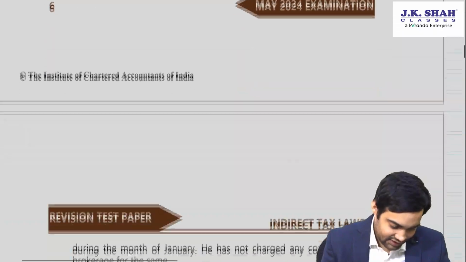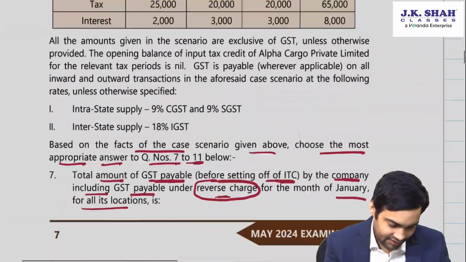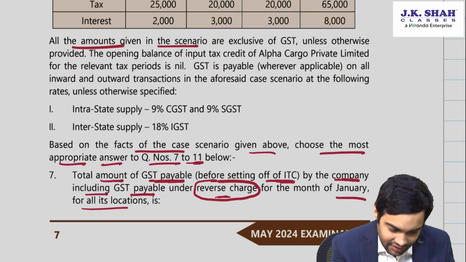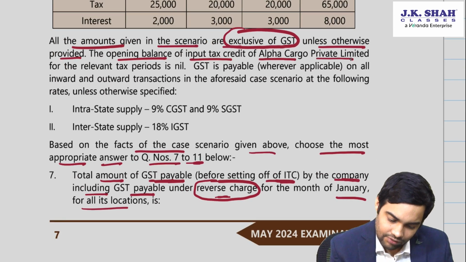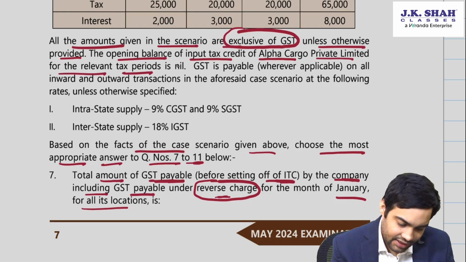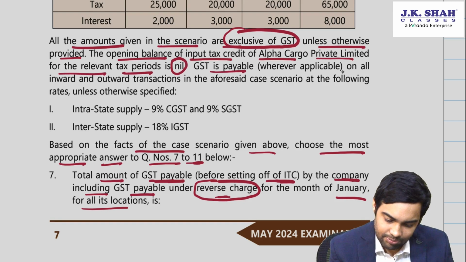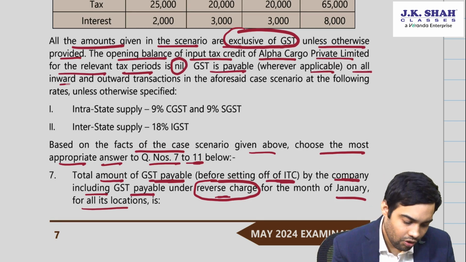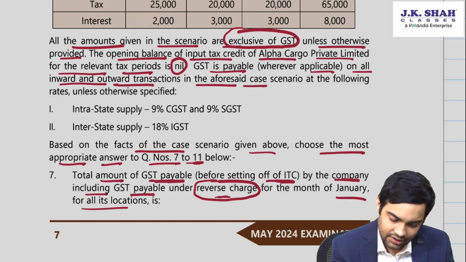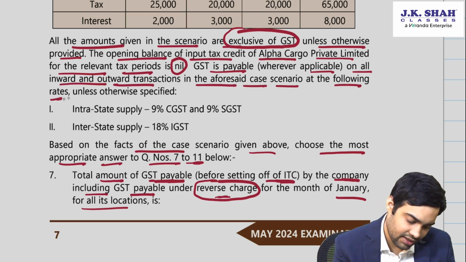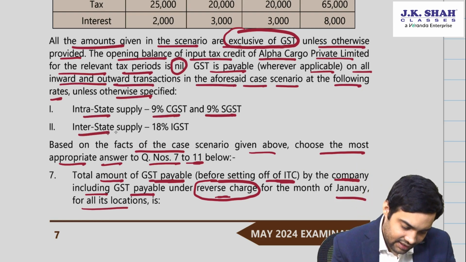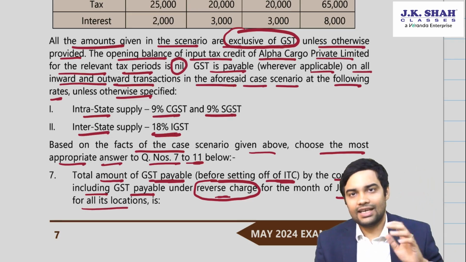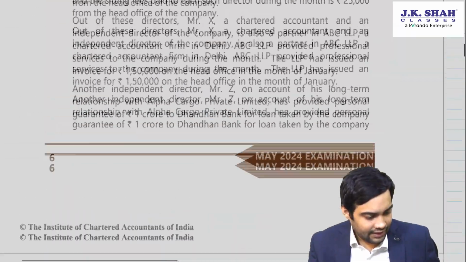Okay, let's first read the rates that will help us at any given point of time. All amounts given in the scenario are exclusive of GST unless otherwise provided. Opening balance of input tax credit of Alpha Cargo Private Limited for the relevant tax periods is nil. GST is payable wherever applicable on all inward and outward supply in the aforesaid case scenario at the following rates unless otherwise specified. Intrastate supply 9%, interstate supply 18%. So you'll use 9 and 18%.